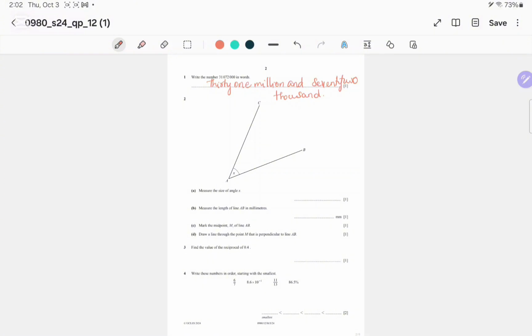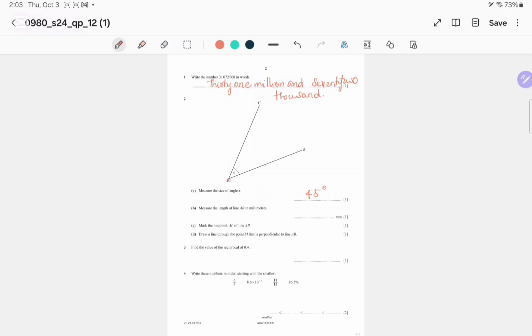The second question, measure the size of the angle X. So by using it, when we measured, it comes around 45 degrees for me. So measure the angle with the base here. Okay, so second question, measure the length of the line AB in millimeters.